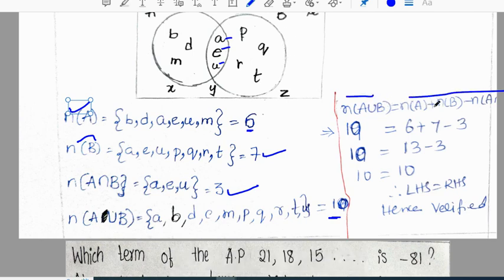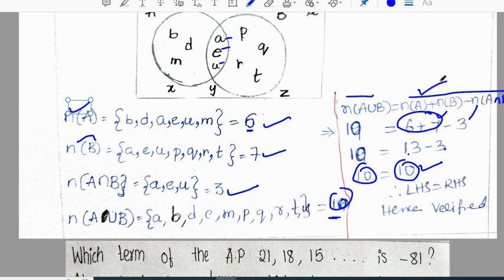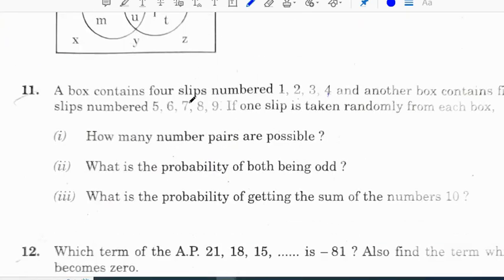N of A union B is equal to N of A plus N of B minus N of A intersection B. N of A union B is 10, which is equal to N of A is 6, N of B is 7, N of A intersection B is 3. 6 plus 7 is 13, 13 minus 3 is 10. So clearly LHS and RHS are equal, hence verified. Therefore, N of A union B is equal to N of A plus N of B minus N of A intersection B. Moving on to the 11th question.